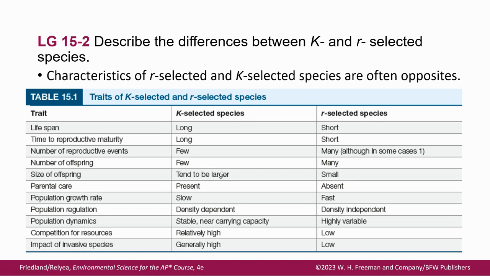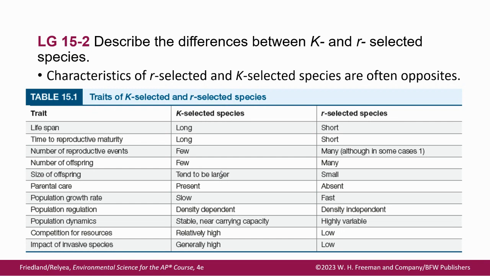Their population seems to be pretty density dependent, but pretty stable. Density dependent, if you remember from the last unit, means it depends on the resources around them, etc. Competition for resources is usually pretty high because their populations are stable and they are going to rely on those resources. And then the impact of invasive species typically can be pretty high because they take a long time to go on to the next generation and evolve.